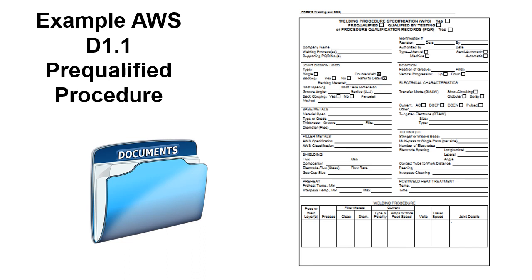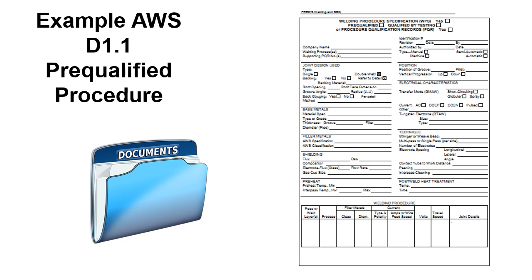But like I said, here is an example of a pre-qualified procedure, we don't need to do testing. We're just going to go through AWS D1.1, the pre-qualified section, which is clause 3. Used to be sections, but then it got confused with ASME, the American Society of Mechanical Engineers. They call their stuff by sections. So the American Welding Society calls theirs clauses, which is like a chapter.